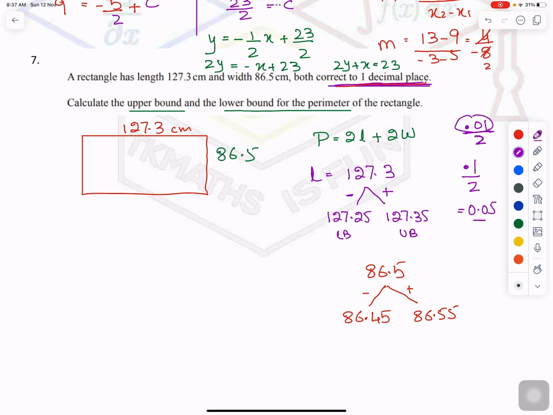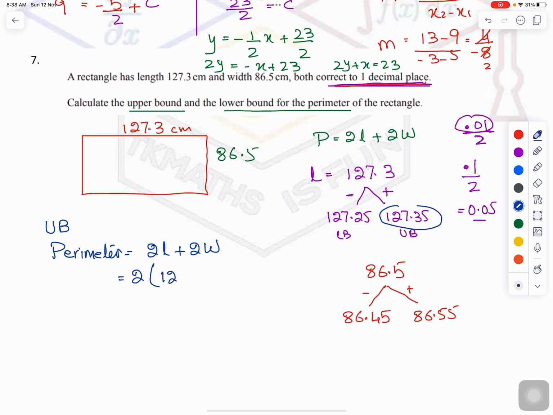Now when the question is saying, for the perimeter you have to find the upper bound and lower bound, what will you do now? Using the upper bound, I will find out the perimeter of the rectangle. Formula is 2 times length plus 2 times width, right? So I will use the upper bound, which is 127.35. 127.35 plus 86.55. And then you can solve it.